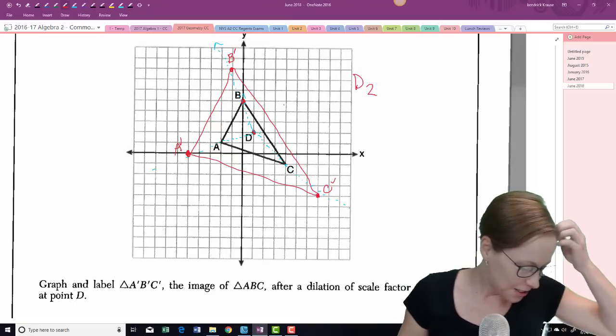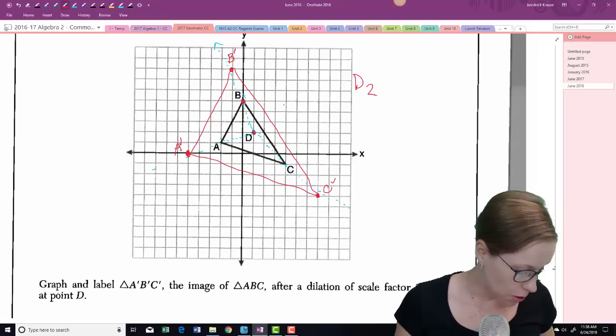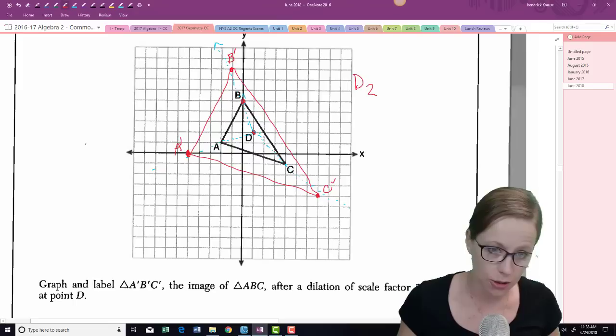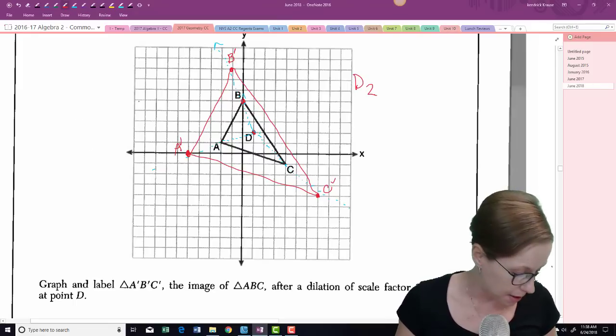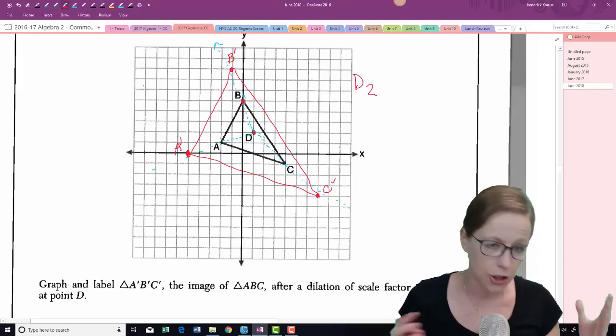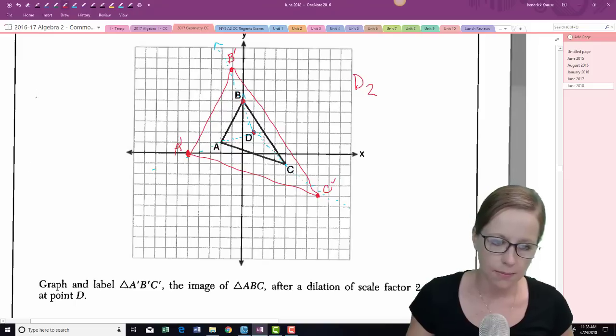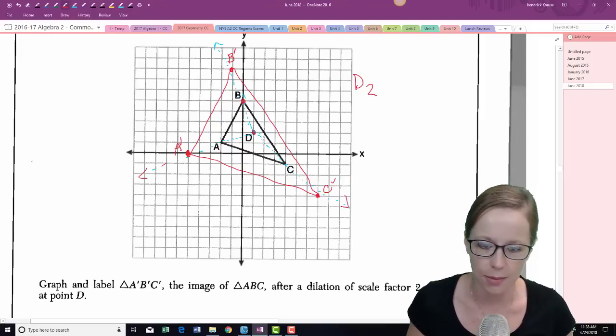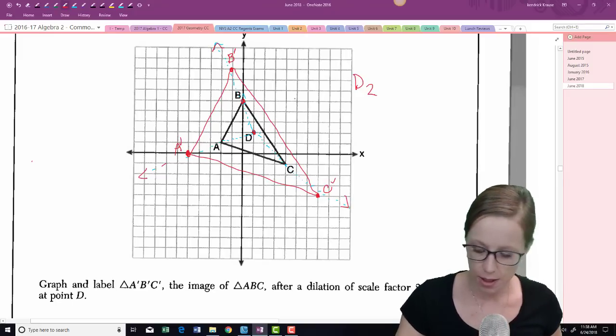Okay, so it doesn't say to state the coordinates. It's just graph and label the image. So I labeled A prime, B prime, C prime after a dilation centered at D, and I showed my lines of dilation. You should have them labeled. You will have them solid. I'm just trying really hard there. Okay. Sorry.